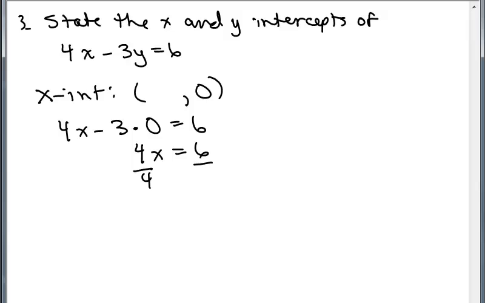So I divide both sides by 4. That's 3 halves, or 1 1/2. It doesn't matter which way you write it up here. I'm just going to write it as 1 1/2. So that's the x-intercept. All right, now let's do the y-intercept.